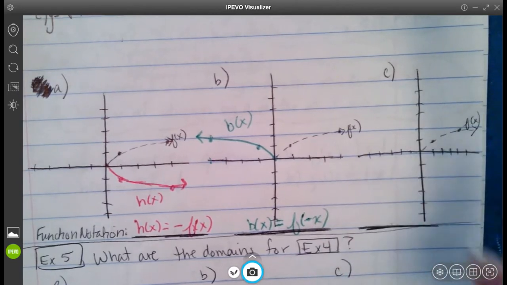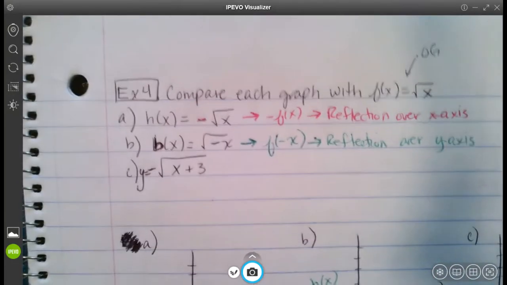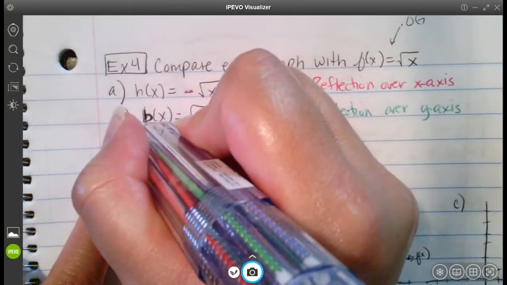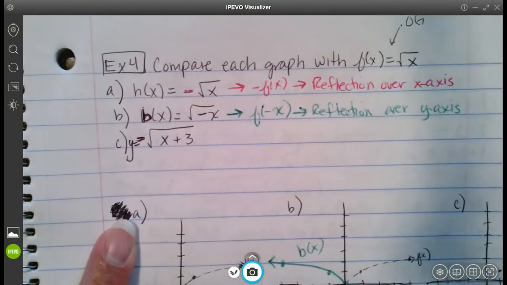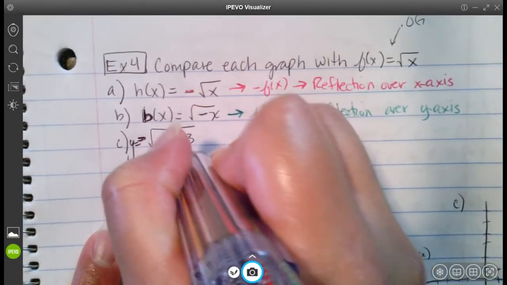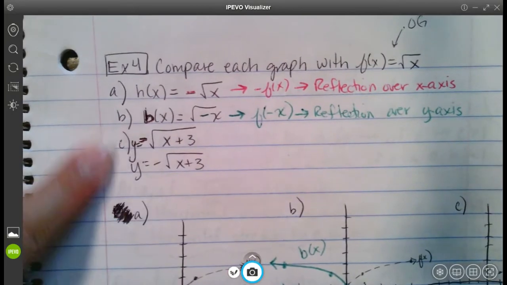Okay, and last but not least, we have this one up here, which is our y equals. Hopefully you can see this is supposed to be a negative. Okay, there's a negative here. If you can't see it, I can rewrite it. Y equals negative square root of x plus 3. This is the same thing, okay?